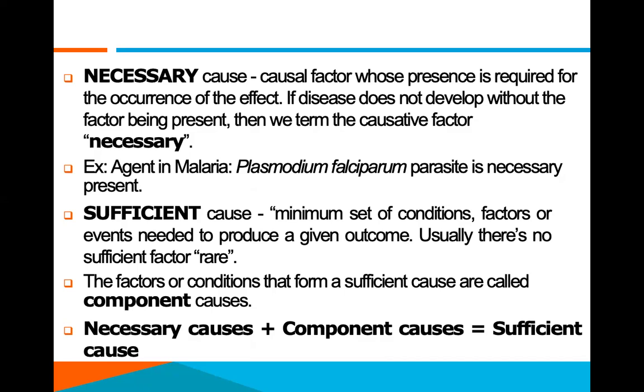Sufficient cause, we also say, is a minimum set of conditions, factors or events required to produce a given outcome. It is always real in theory, and probably often real in practice, because once we say it is sufficient, then it is enough to trigger a particular disease. So the factors or conditions that form a sufficient cause are called the component causes. And so the necessary causes plus the necessary component causes would always result in the sufficient cause required to cause a disease manifestation in a healthy individual.